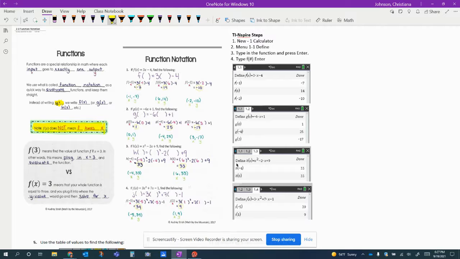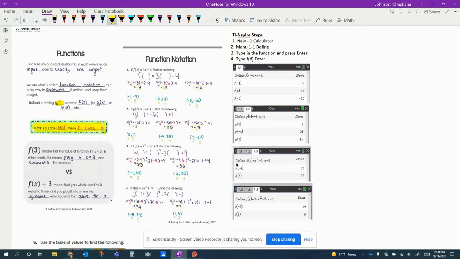So when you have f of 3, that is indicating that the number 3 is equal to the x. So we can take 3, plug it in where x is in the equation, and find out what the y value, the f of x value, for x equals 3 is. If f of x equals 3, that means the y value is 3, and we're going to solve for x.